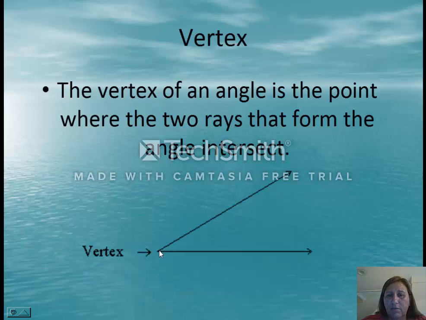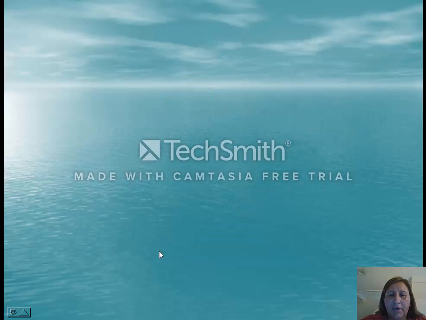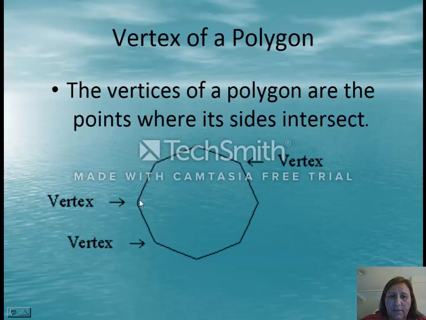This is called the vertex. It's the point of intersection of two rays. In a polygon, the vertices are basically the points of intersection of the sides.